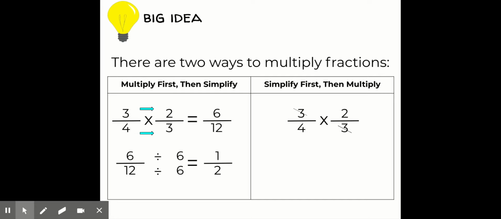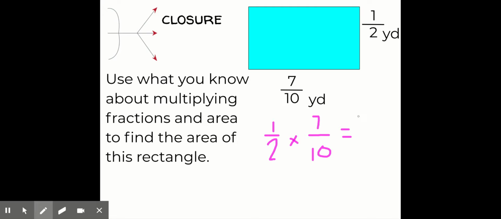And here I have two measurements. I have the length and the width. So I know I'm going to have to multiply 1/2 times 7/10 to find the area of this rectangle. When I multiply, I can check to see if I'm able to simplify. 1 and 10 can't be simplified, and neither can 2 or 7. So I just have to multiply straight across. 1 times 7 is 7, and 2 times 10 is 20. So the area of this rectangle is 7/20. And I would have to make sure I use my yards and squared to talk about the area.